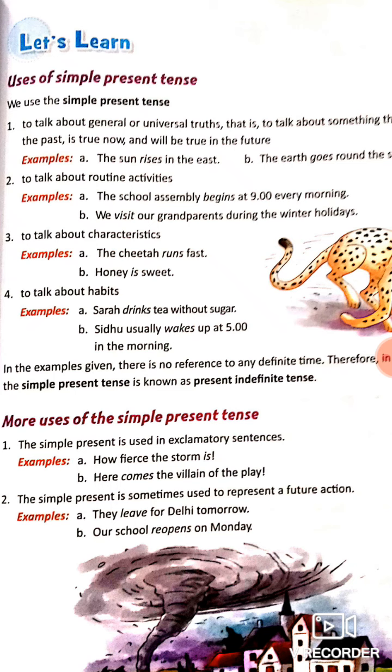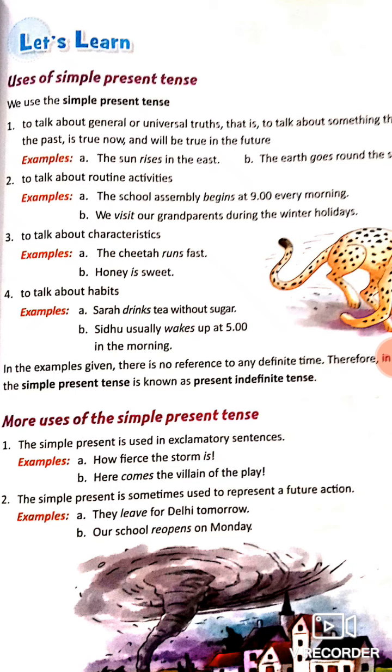Next, number 4, to talk about habits. Sarah drinks tea with sugar. This is again talking about some habit. Siddhu usually wakes up at 5 in the morning. So, when we also talk about certain habits, certain actions which are taken as habits by people, these are also expressed in the simple present tense. Okay, a few more examples, children. Remember one thing, simple present tense is also known as present indefinite tense. So, if you are given present indefinite tense instead of simple present, never get confused.